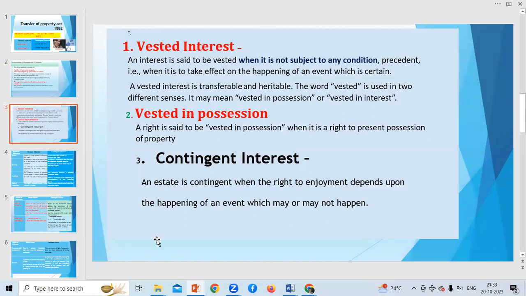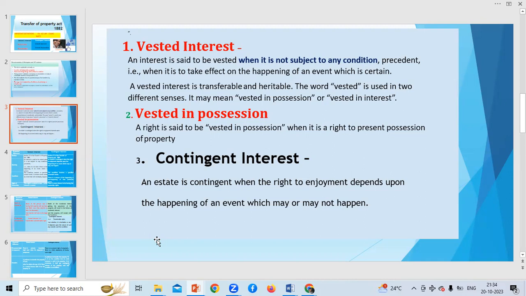Today's topic is vested interest. An interest is said to be vested when it is not subject to any condition. Condition, कोई उसमें condition नहीं है. Precedent means when it is to take effect on happening of that event, which is certain. A vested interest is transferable and heritable. The word vested is used in two different senses. It may mean vested in possession or vested in interest.